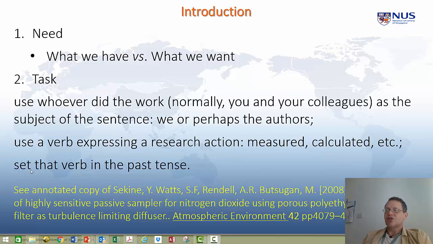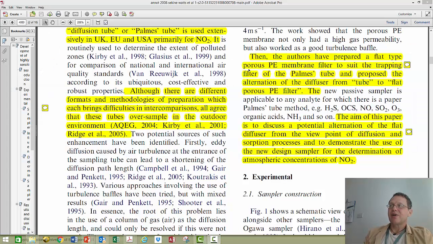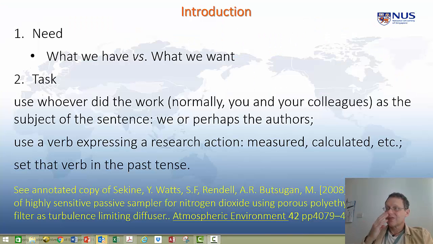You should set that verb in the past tense because it's something you have done. So coming back to our paper, here's an example. The authors have prepared blah, blah, blah, blah, and proposed blah, blah, blah. So that's the action. And of course, the aim appears below. Okay, so the next stage.